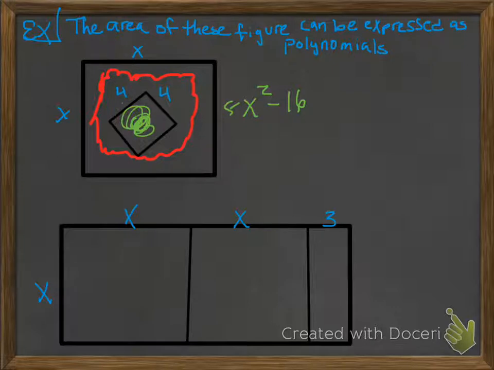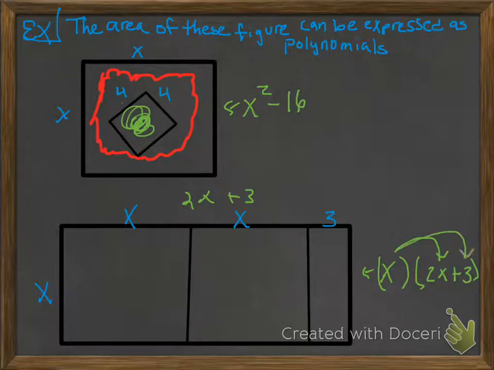This piece, or this area shape here, the area is going to be x times, we have 2x plus 3. So x times 2x plus 3. And all in all, if I distribute this x to both pieces, I have 2x squared plus 3x.